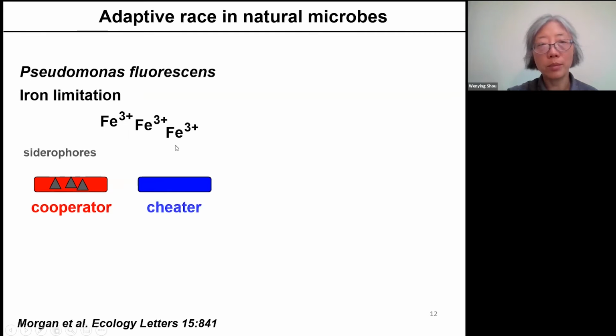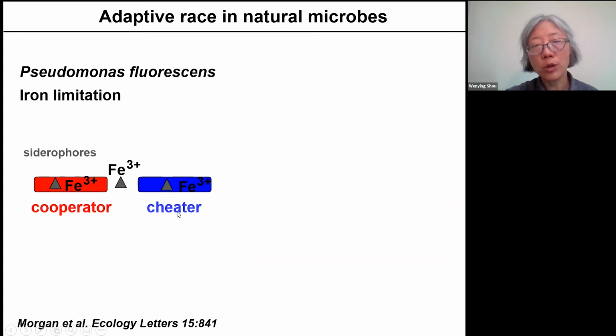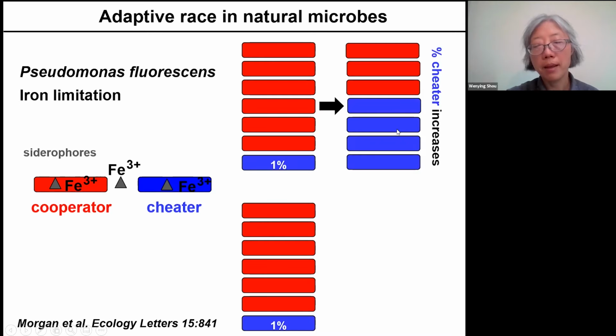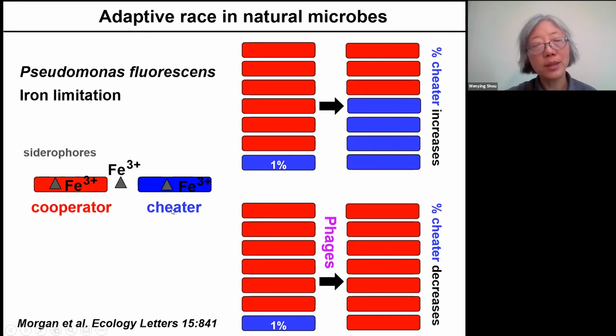This has been observed in natural microbes. For example, Pseudomonas fluorescens under iron limitation would make siderophores, which are high affinity chelators for iron. But both cooperators and cheaters would compete for the siderophore-iron complex. And because cheaters have a huge fitness advantage over cooperators, if cheaters start at 1% frequency, they will increase in frequency. However, if we add phages, note phages have nothing to do with this cooperation through siderophores, then cooperators and cheaters both need to come up with mutations that would protect them against phages. And because the starting population of cooperators is far larger than cheaters, it's much more likely for cooperators to sample a better, phage-resistant mutation compared to cheaters. And that would allow cooperators to drive cheater frequency down.